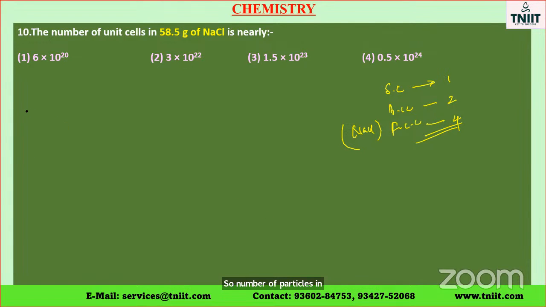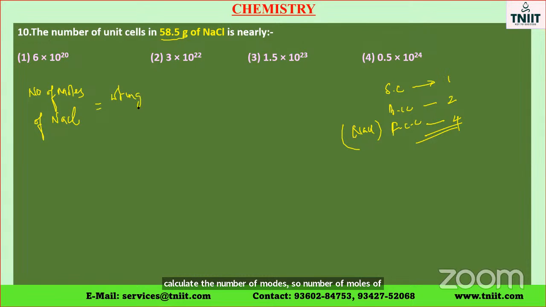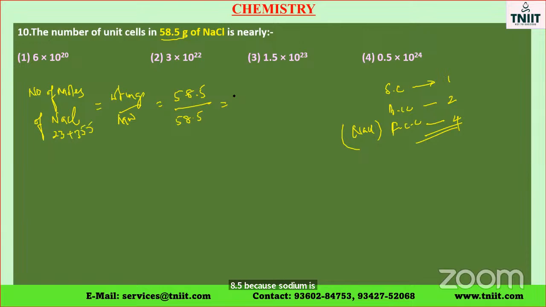They've given the weight of NaCl, so we'll calculate the number of moles. The number of moles of NaCl is weight in grams divided by molecular mass, that is 58.5 divided by the molecular mass of NaCl, which is also 58.5 because sodium is 23 and chlorine is 35.5. So the number of moles is 1.